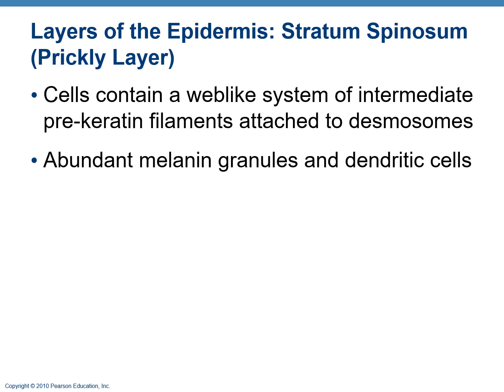The stratum spinosum, which is also known as the prickly layer, are going to be cells that contain a web-like system of intermediate pre-keratin filaments that are attached to those cell junctions known as desmosomes. So desmosomes are just specialized proteins that link one cell to another. Pre-keratin means these are filaments that will eventually lead to actual keratin. This layer of the skin is also going to have abundant melanin granules as well as dendritic cells.